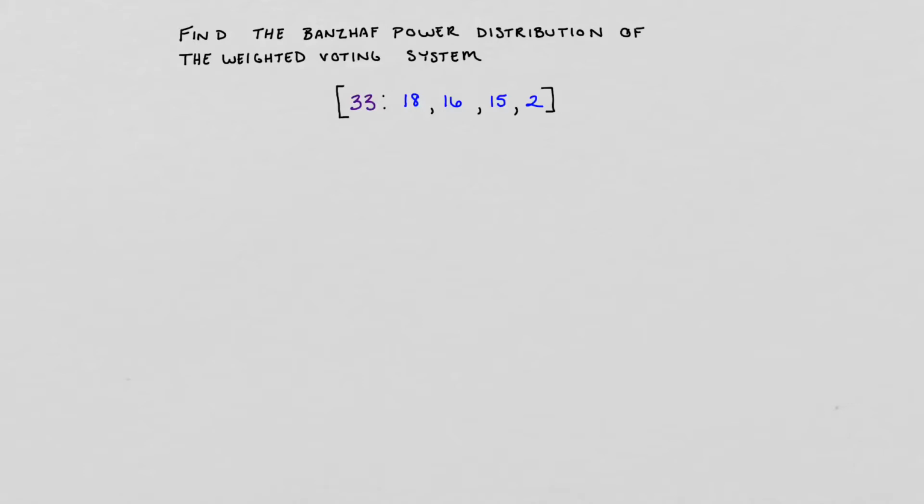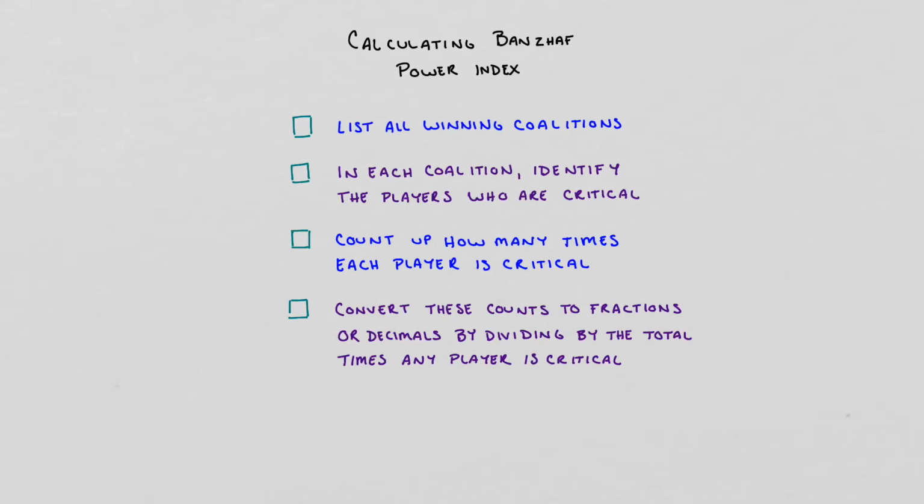We have a quota of 33, and then we have 4 players involved, and their weights are provided for us in blue. So player 1 has a weight of 18, player 2 has a weight of 16, player 3 a weight of 15, and player 4 a weight of 2. In order to calculate the Banzhaf power index, we have a 4-step process. So we're going to look at this step by step in this video.